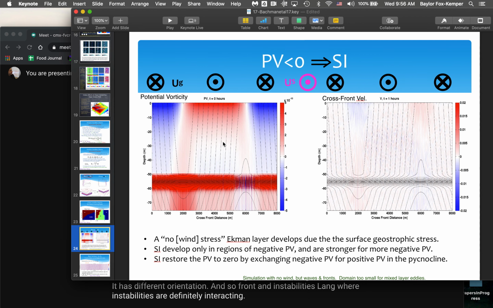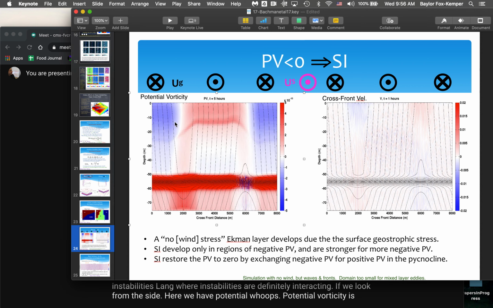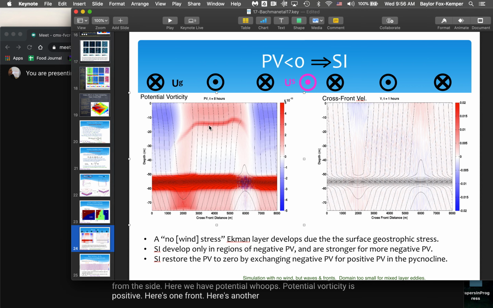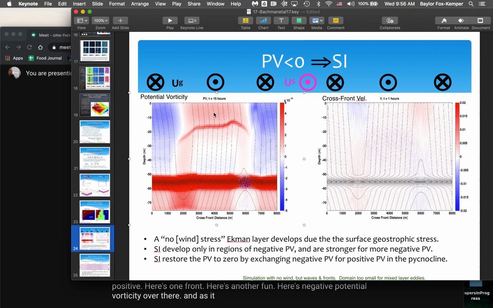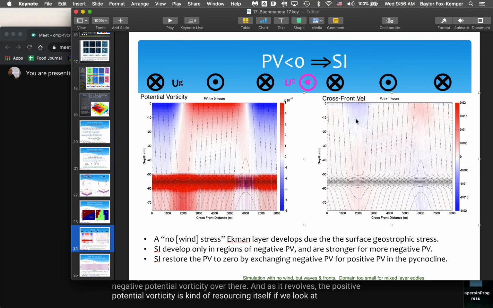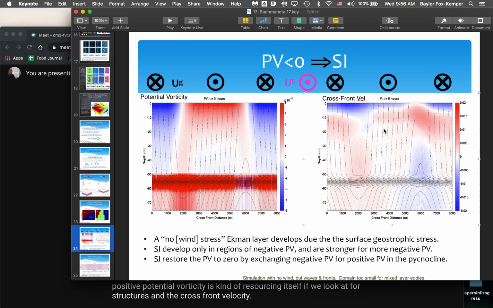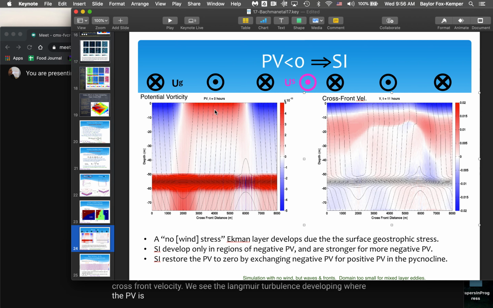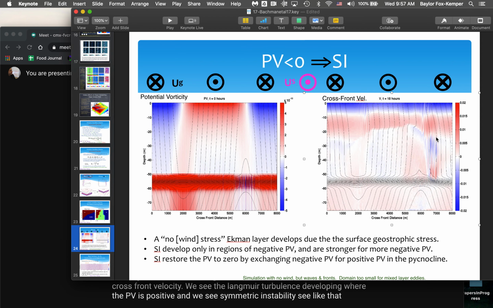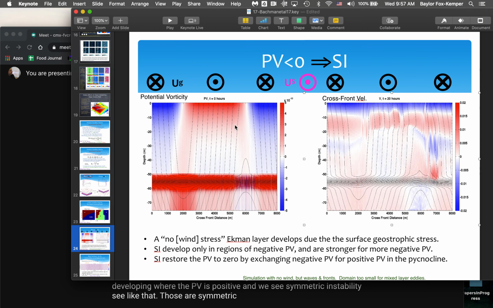If we look from the side, here we have potential vorticity is positive. Here's one front, here's another front, here's negative potential vorticity over there. And as it evolves, the positive potential vorticity is kind of resorting itself. If we look at the structures in the cross-front velocity, we see Langmuir turbulence developing where the PV is positive, and we see symmetric instability, like that. Those are symmetric instabilities that are forming where the PV is negative.